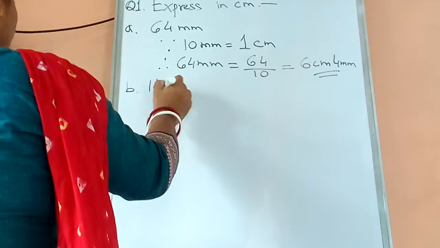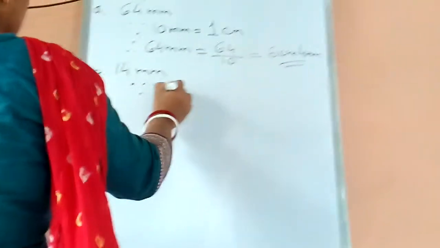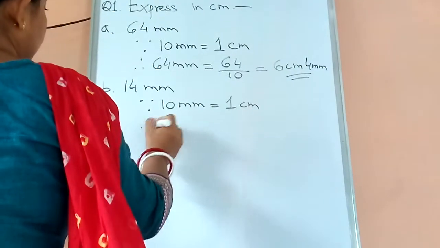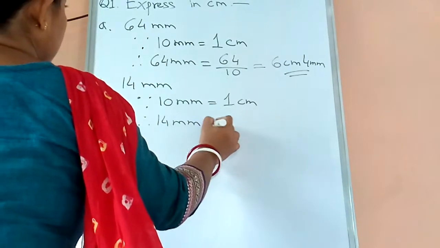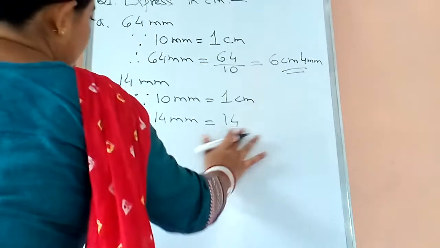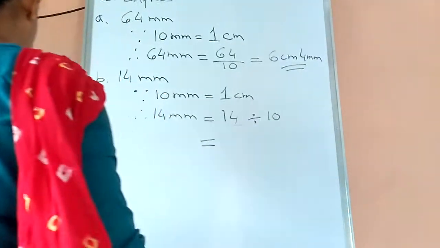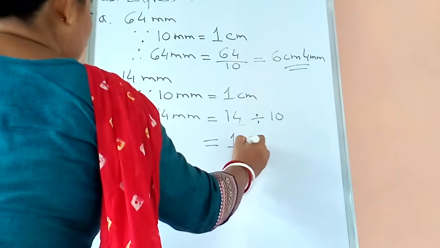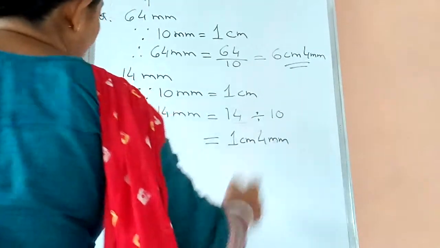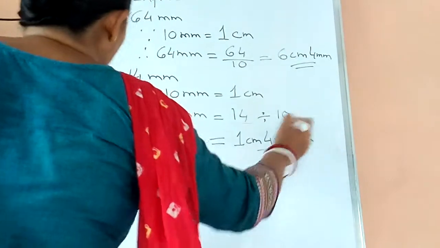Okay, one more we will do. Suppose I am writing 14 millimeter. The same equation, that since 10 millimeter is equal to 1 centimeter, therefore 14 millimeter is equal to 14 divided by 10. Again, 1 will be the quotient and remainder will be 4. So 1 is centimeter and 4 is millimeter. So this is the answer for the second one.